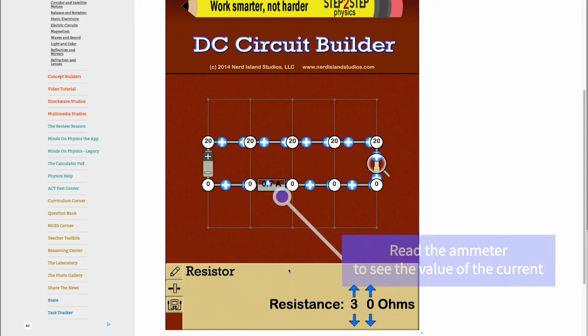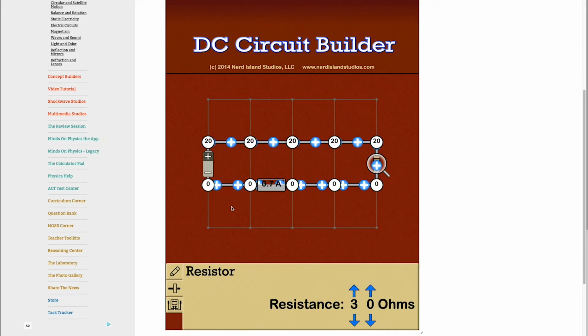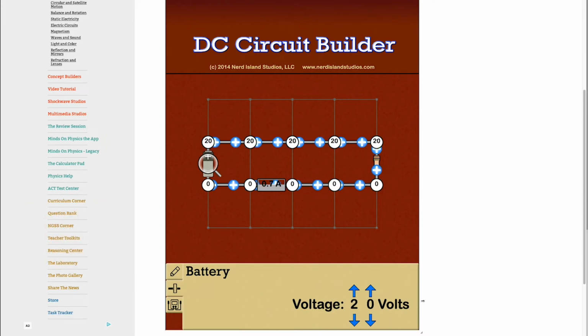You can play with this for a few more minutes and make sure you know how it works. You're going to have 3 things you can measure and change, and I just showed you what those 3 things are. So the battery: click on the battery to get the magnifying glass, and you will read it right here in this section. You will read the current when you change the battery.